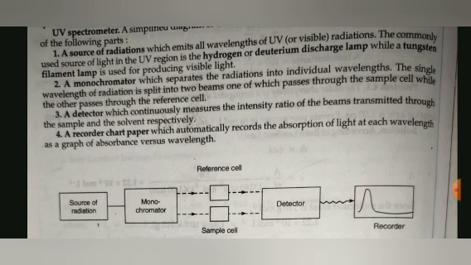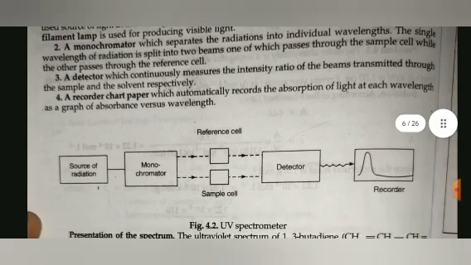A monochromator, which separates the radiation into individual wavelengths. The single wavelength of radiation is split into two beams, one of which passes through the sample cell while the other passes through the reference cell. A detector continuously measures the intensity ratio of the beam transmitted through the sample and the solvent respectively. A recorder chart paper automatically records the absorption of light at each wavelength, giving a graph of absorbance versus wavelength.